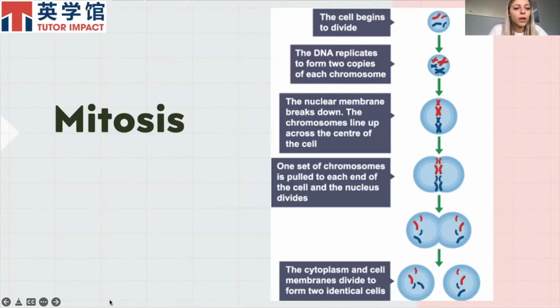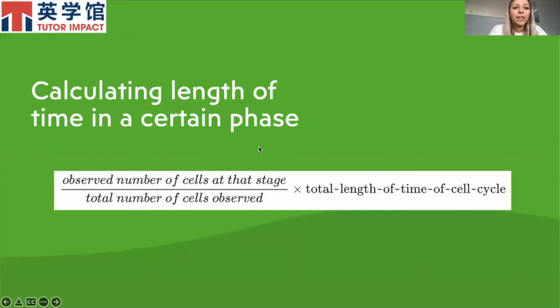Now, moving on, we're going to look at how we calculate the length of time in each one of these phases. So we're going to look at how long a cell is in interphase and how long a cell is in mitosis, and we are going to work this out. When you're looking in a microscope, you might be asked to make observations of how many cells are in each stage, and then you might be asked to estimate how long each stage of the cell cycle actually lasts. And to help with this, we have this helpful formula.